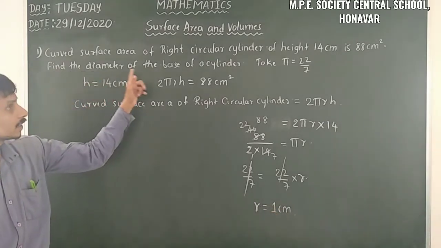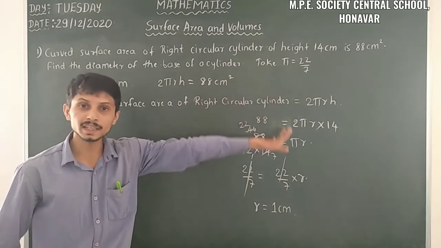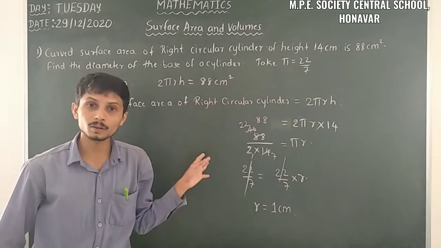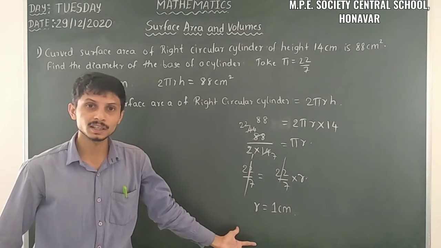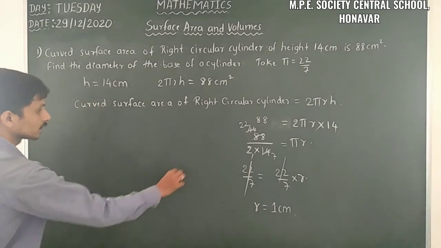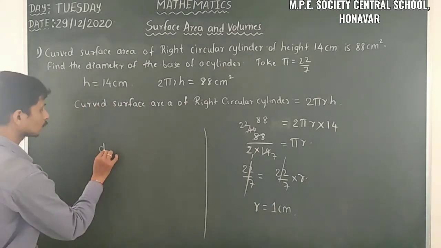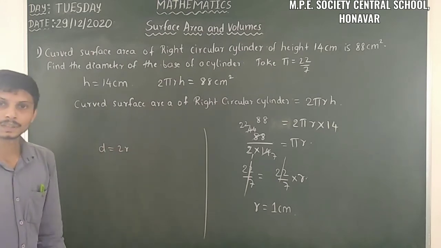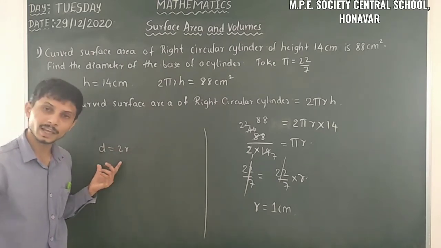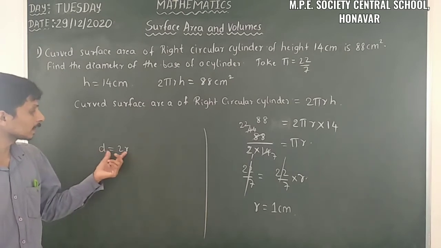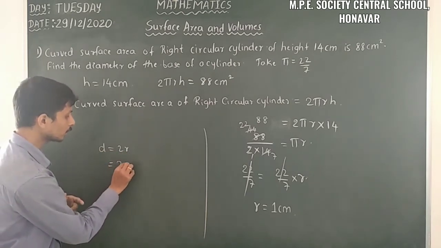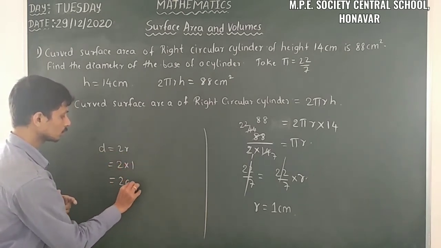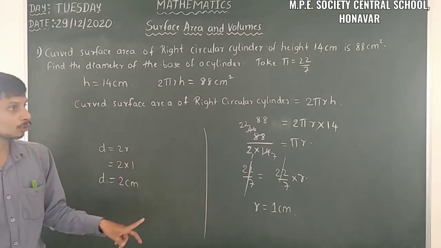Here we have to find the diameter of the base of the cylinder. Diameter we have to find out, using this radius. Already we know that d is equal to 2r. 2 times the radius means it's the diameter. Already we learned that one. So just insert the value of r. 2 into 1 is equal to 2 centimeter. Diameter is equal to 2 centimeter.